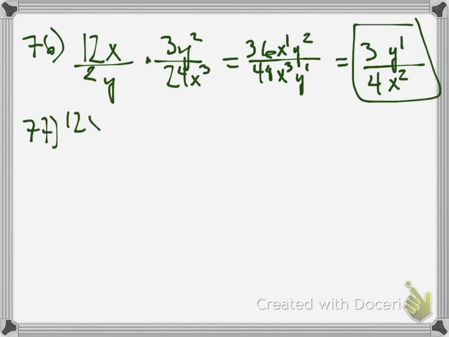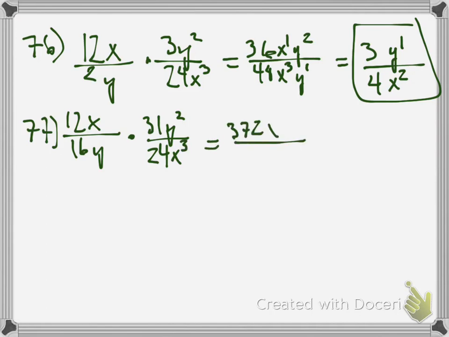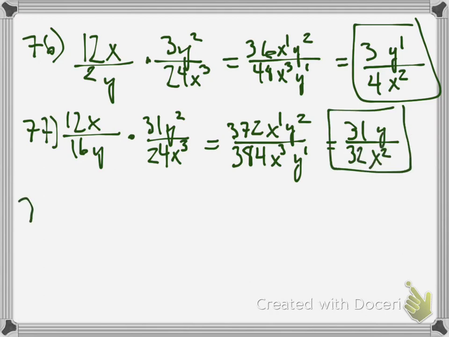Number 77, I'm going to hit play, and I'm going to do the same thing. 12 times 31, x, y squared. 16 times 24, x cubed y. And you can see the numbers I get when I say 12 times 31 and 16 times 24. And then, again, 372 over 384 would be 31 over 32. And then I subtracted. 78, don't forget when you divide, you actually flip the fraction.